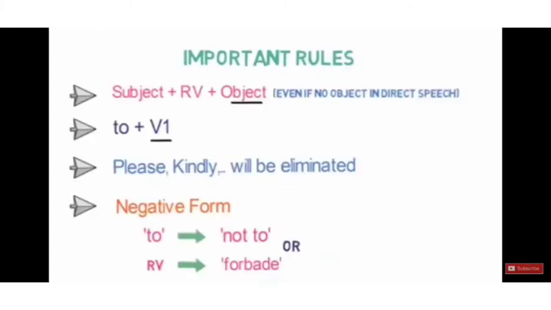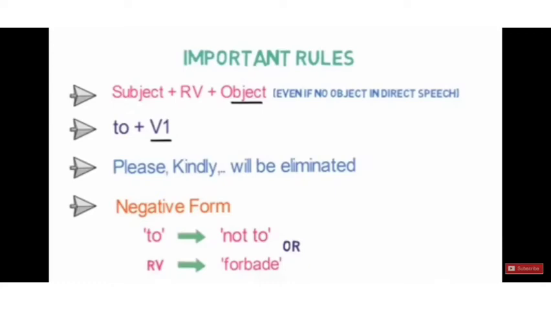Now there are some important rules related to conversion for imperative sentence from direct speech to indirect speech. Number 1, the object will come in indirect speech after reporting verb even though in direct speech there is no object. So we have to try to add it as per the meaning or sense of the sentence if no object is provided. Number 2, after the conjunction to, the main verb will always come in the verb's first form. Number 3, imperative words like please, kindly will be eliminated.